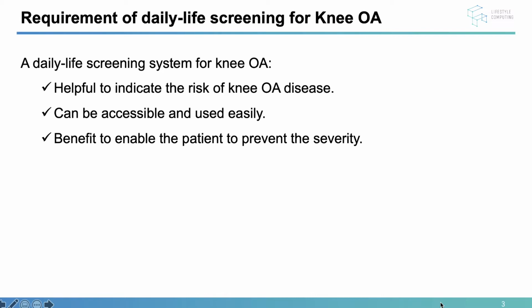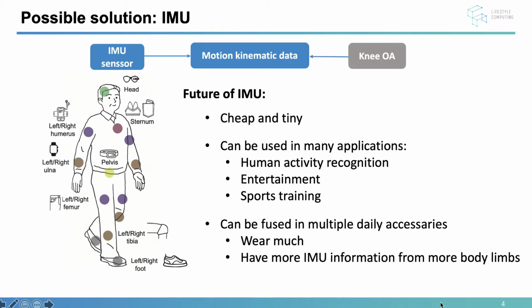Knee OA is a motion disease that could be reflected by samples of motion kinematic data. The IMU is a popular solution that can detect motion data. So far, the wearable IMU sensor is typically placed on dedicated parts of the human body, such as the upper arm and the wrist. However, since the IMU is cheap and tiny, it can be fused into multiple daily accessories worn on the human body, and more IMU sensor information from more body limbs can be obtained. It will benefit the building of complex human body motion information.